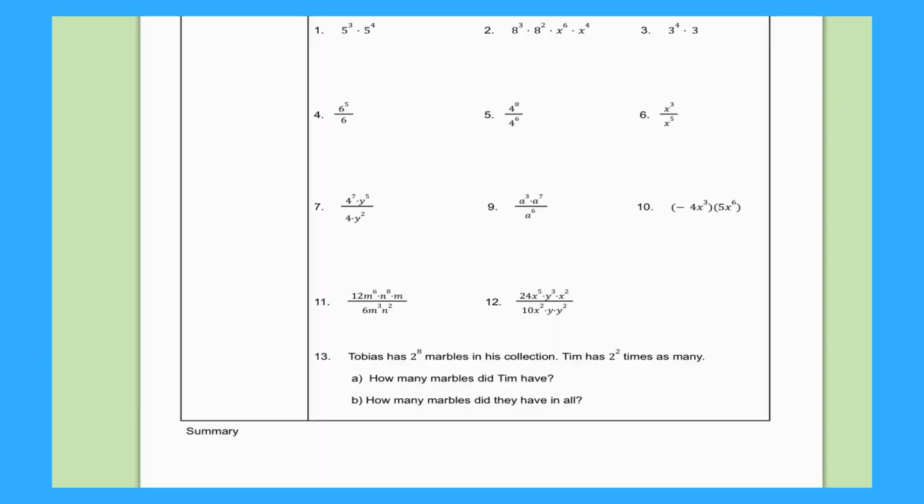Okay, we're going to continue with some of these product and quotient rules, but we're going to look at some of the more challenging problems now. So we're going to start with number 10, to where we left off on the last video.